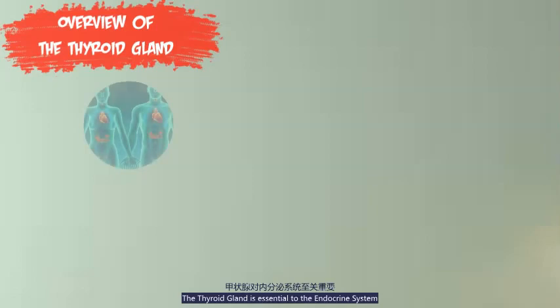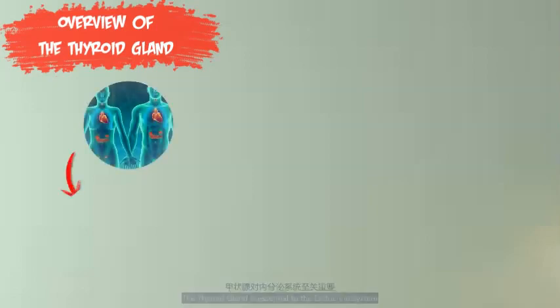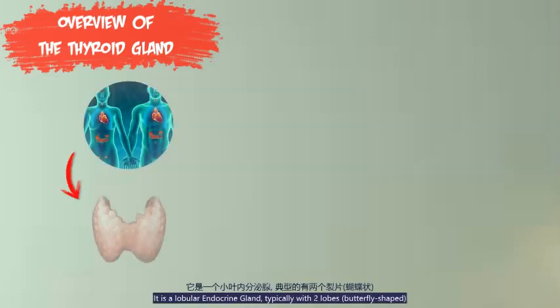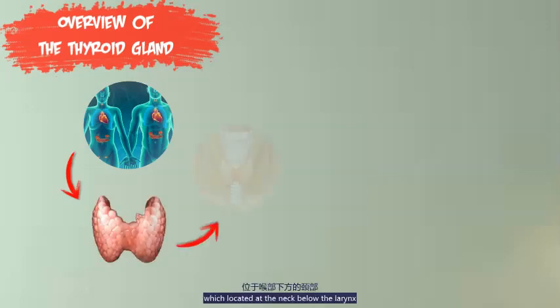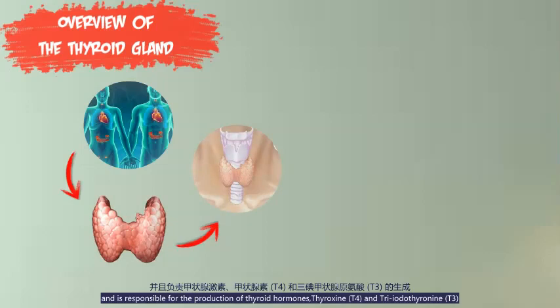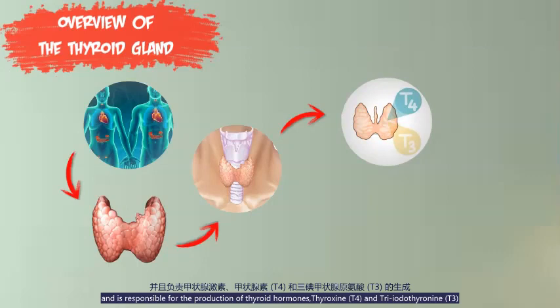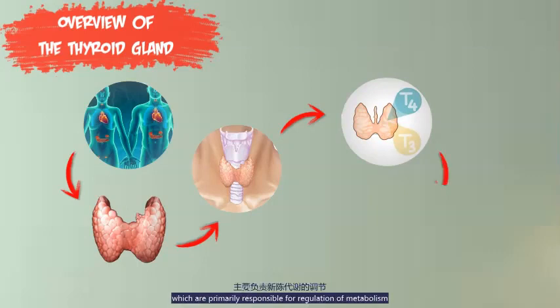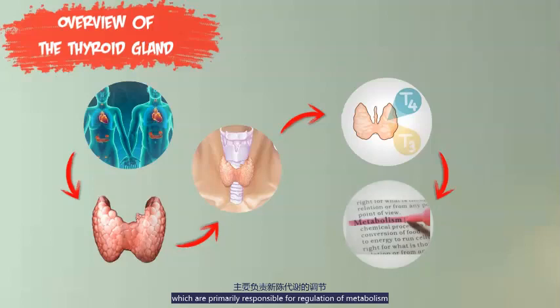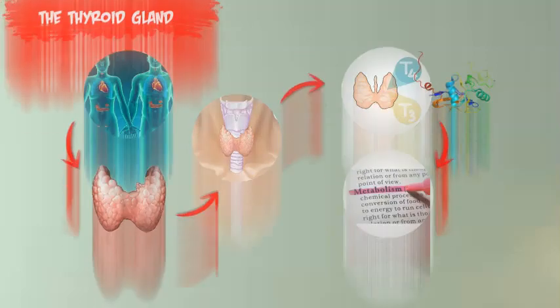Overview of thyroid gland. The thyroid gland is essential to the endocrine system. It is a lobular endocrine gland, typically with two lobes, butterfly-shaped, located at the neck below the larynx, and is responsible for the production of thyroid hormones, thyroxine, T4, and triiodothyronine, T3, which are primarily responsible for regulation of metabolism. Both hormones bind to a protein known as thyroglobulin.